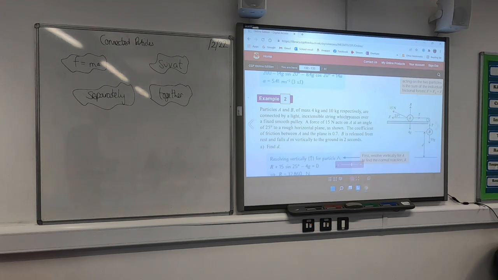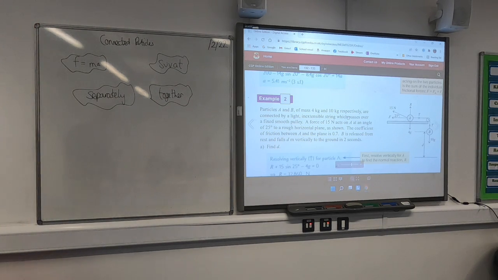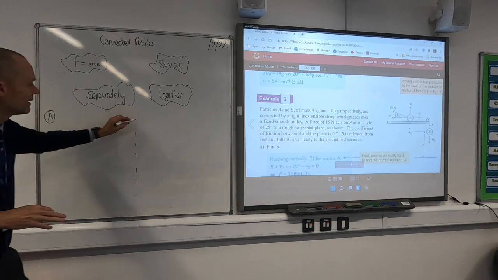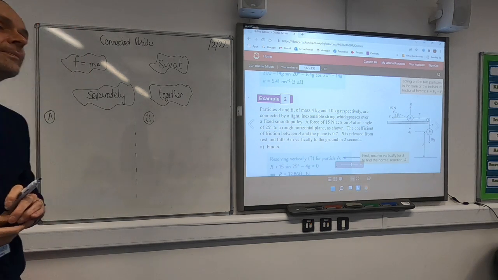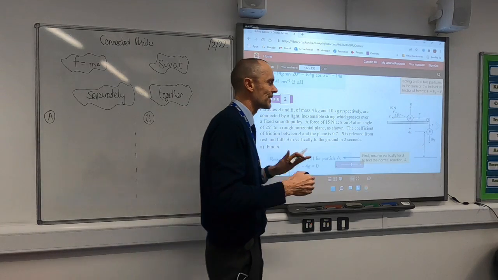So Joe, tell me what both A and B will have in common, or what will be the same in this problem when we let B go. Acceleration. So the acceleration will be the same. So we are almost certainly in this one going to deal with A and B separately, to start with at least. But we know that between them they're going to have the same acceleration. Jacob, what else will be the same in this diagram?